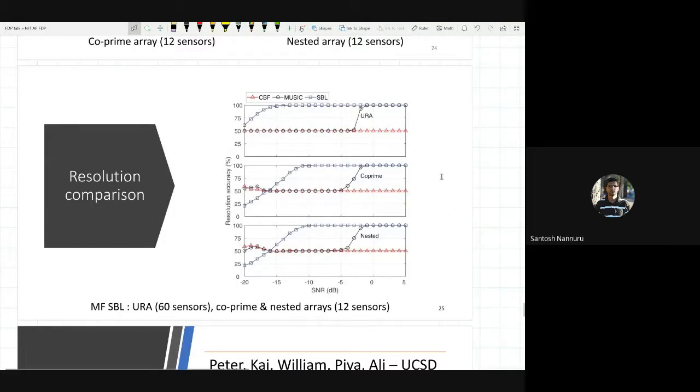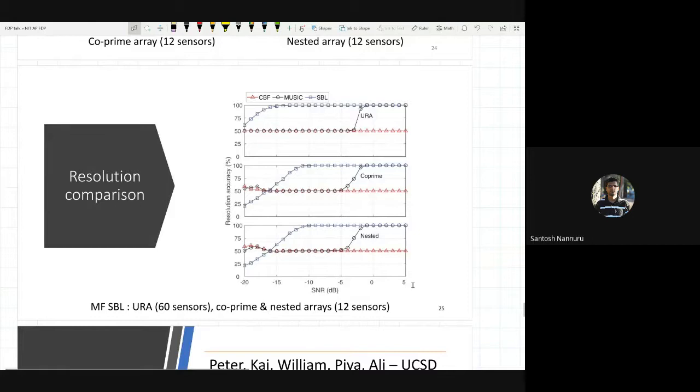So you can see as a function of SNR, right? So coprime and nested, right? Okay, URA has 60 sensors, really high. Coprime and nested have 12 sensors. It's like 1/5 of the number of sensors. But if I look at the plots, they are very similar for all three arrays. Right, the resolution accuracy is very similar. At least from SNR minus 10 dB and higher, they are almost matching.